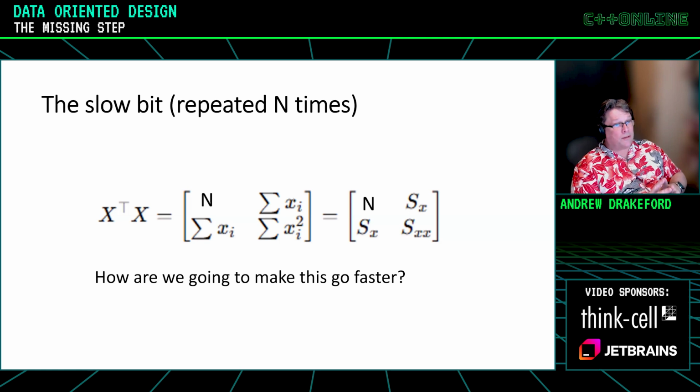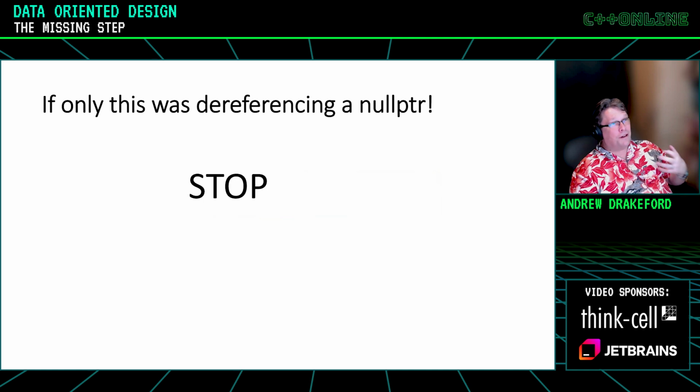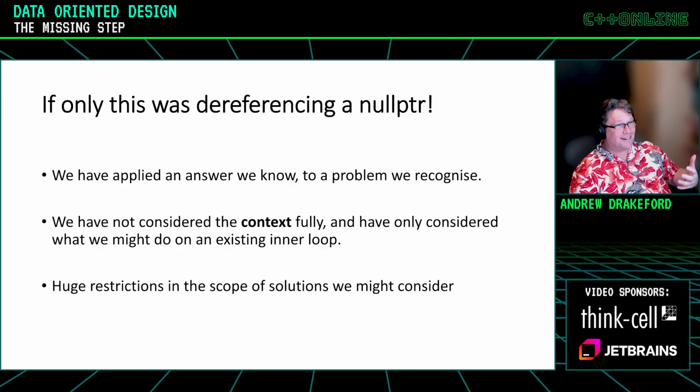So how are we going to make this faster? What can we do? Well, as a software guy who's done the odd bit of vectorization, I'm thinking, I want to go and do an unsequenced reduction, maybe transform reduce, scale it with threads, SIMD, maybe CUDA if we get the chance. How exciting. This is going to go really quick. And at this point, if there was a bang, you're dereferencing a null pointer, good things would happen. But apparently that's not the case. What we've done is we've applied an answer to a problem that we recognize, but we haven't fully considered the context. And we're just trying to optimize the inner loop. This hugely restricts the scope of our solutions that we're considering.